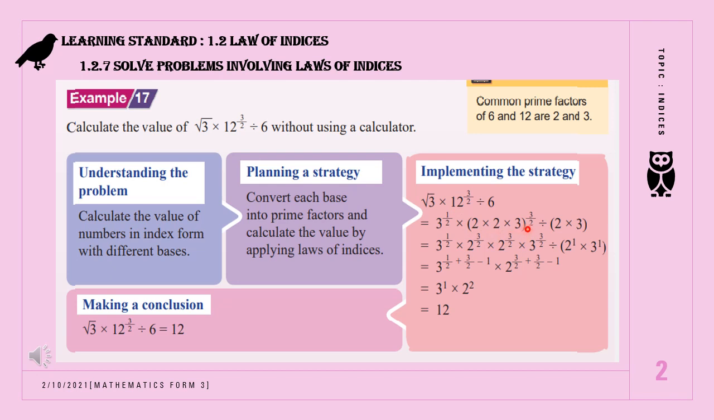Okay, this one you need to do one step at a time. Okay, we see step 1. Given 3 square root, we need to change it to 3 to the power of 1 over 2. Then the 12 is changed to 2 times 2 times 3, which becomes 12. Power of 3 over 2, divided by the number 6, changed to 2 times 3.